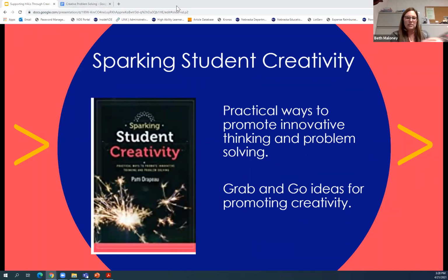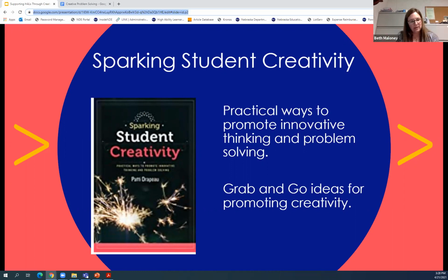And this one is Sparking Student Creativity. I bought this, well, actually a small group has this right now, but it has some really great grab and go ideas. She gets into some research about creativity, but I'll just give you a couple samples of her grab and go ideas. One of them is called 3 Wishes. You could use this in a literature unit where a student would say what the 3 wishes would be that this character might grant or ask for, or you could apply that in a lot of different situations.